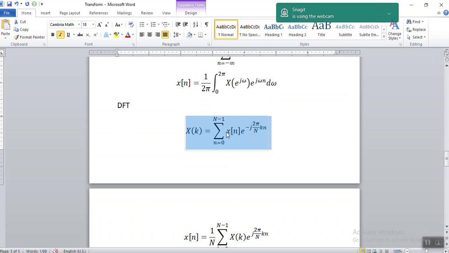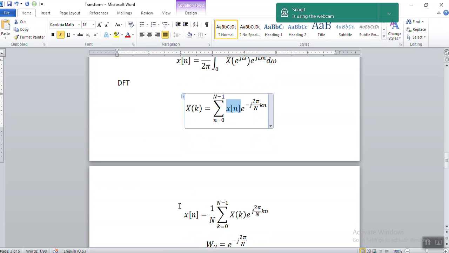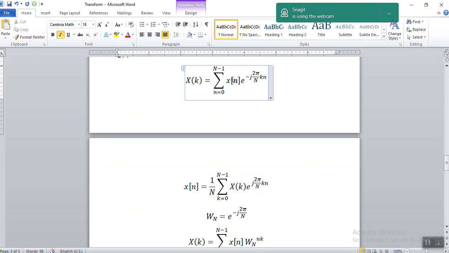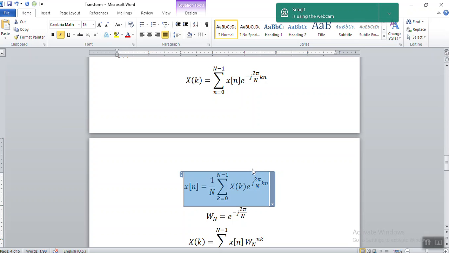So this gives you the spectrum of a finite length signal x of n. Remember, while doing the DFT, it has to be a finite length. And once you do the IDFT, inverse DFT, with both sides multiplied by e to the power plus j 2 pi by n into k into n, and summed over all k, you will get x of n like this. So this x of n will be the periodic extension of that x of n. This is the IDFT, inverse discrete Fourier transform.